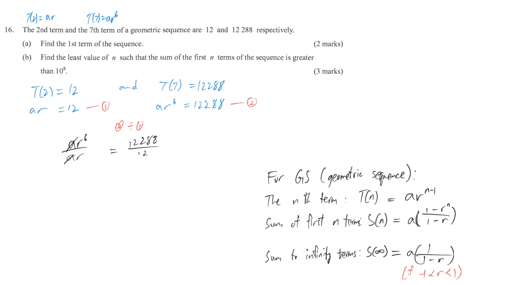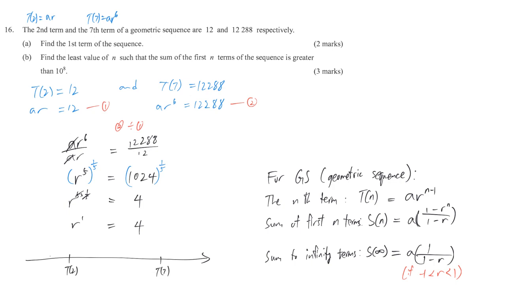A is cancelled out, that's the major reason why we choose division, and then we have R power 5 equal to positive 1024. I want R power 1, so on both sides I'm going to take the power of 1 over 5. If we expand it, that becomes R power 5 times 1 over 5, which becomes R power 1. And then you just simply use a calculator, and you'll get 4 here. If we draw a number line, that's the second term, and then that's the 7th term, before that we have T1. So we know that every time we just times 4. Keep multiplying by 4 five times, then you will get 12288. So what times 4 will give you 12? That obviously is 3.